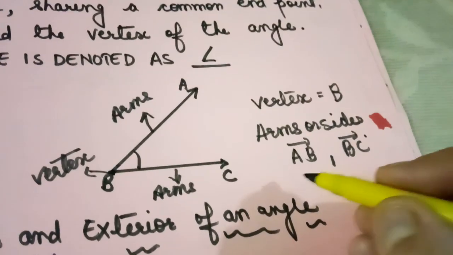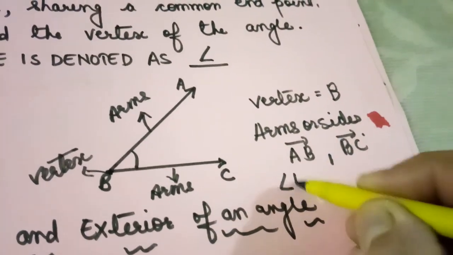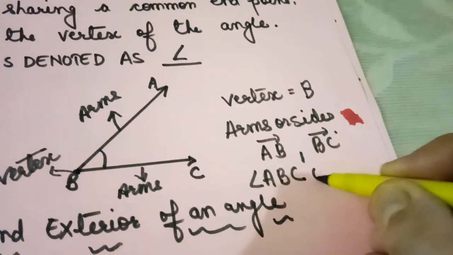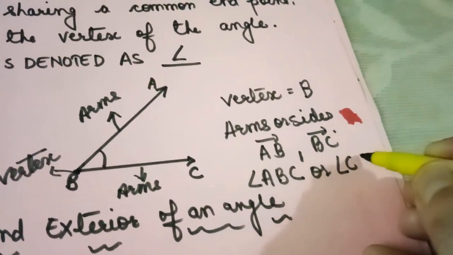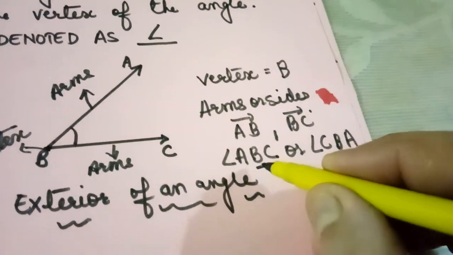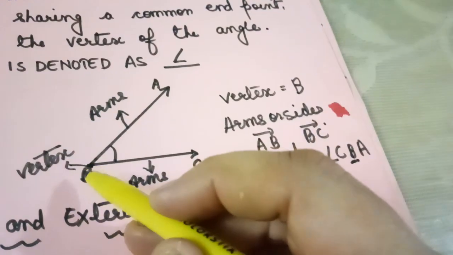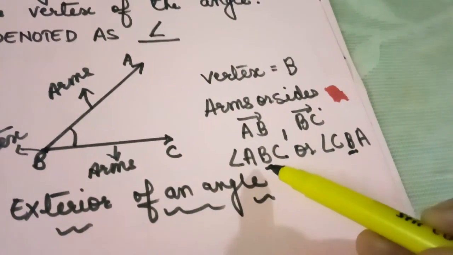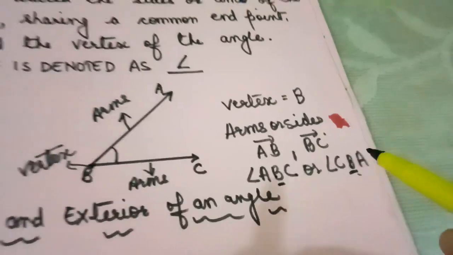An angle can be called angle ABC, or you can say angle CBA. Vertex is always at the center point. That means B, where the two rays are joining, is always at the center.